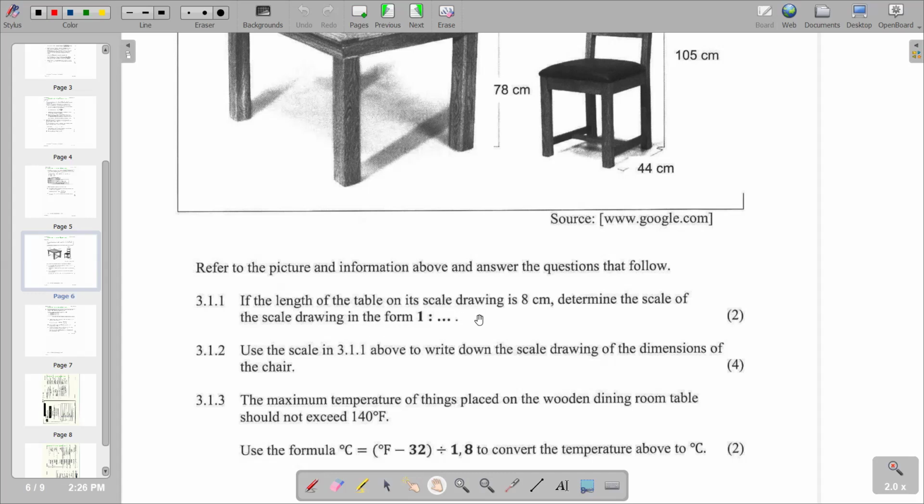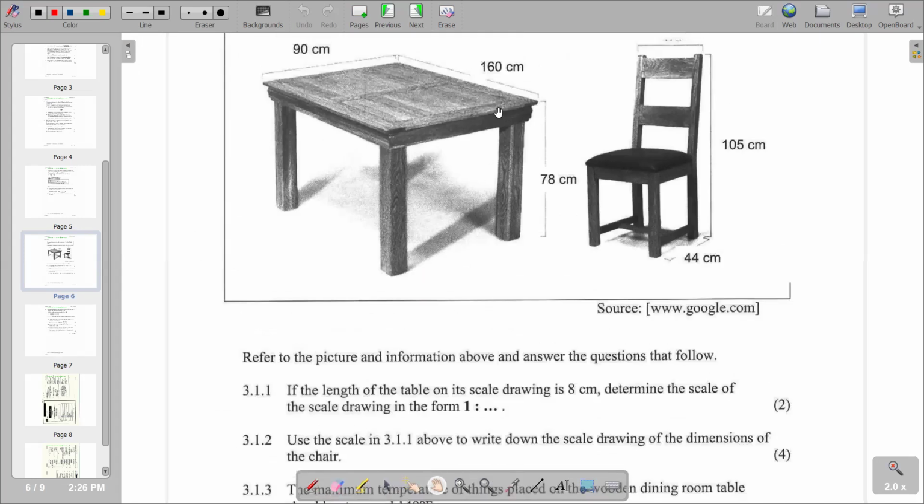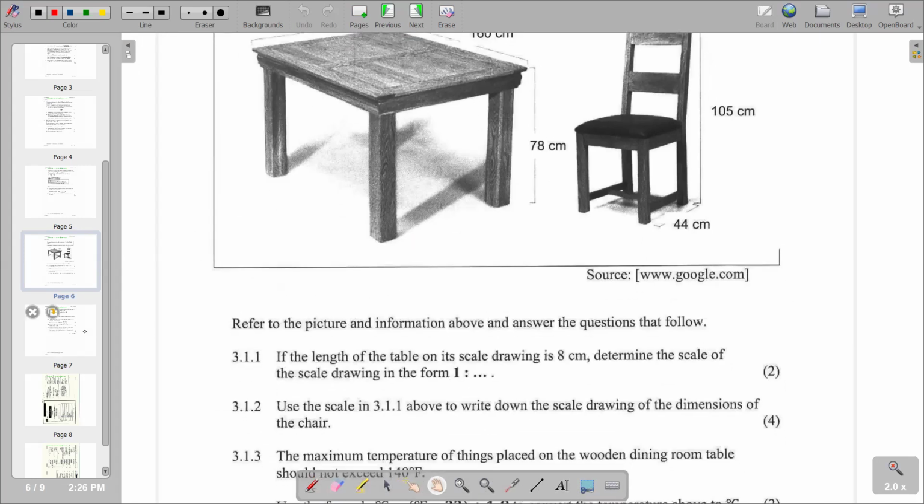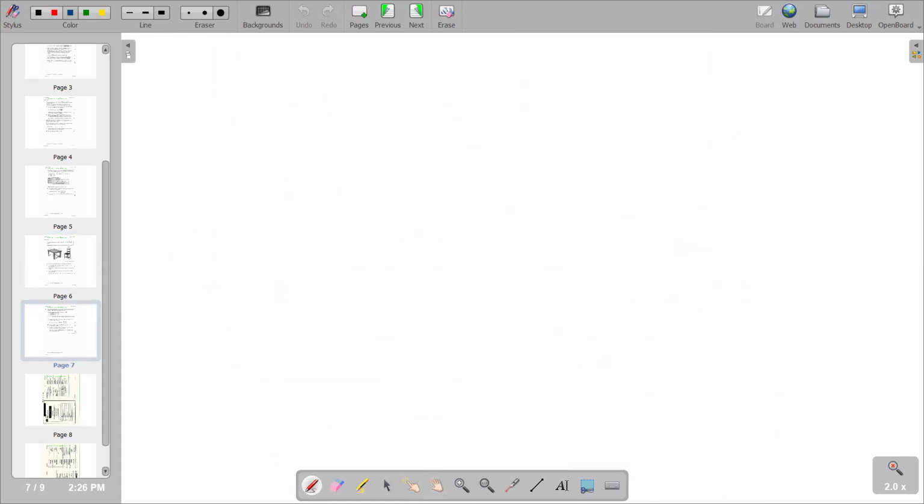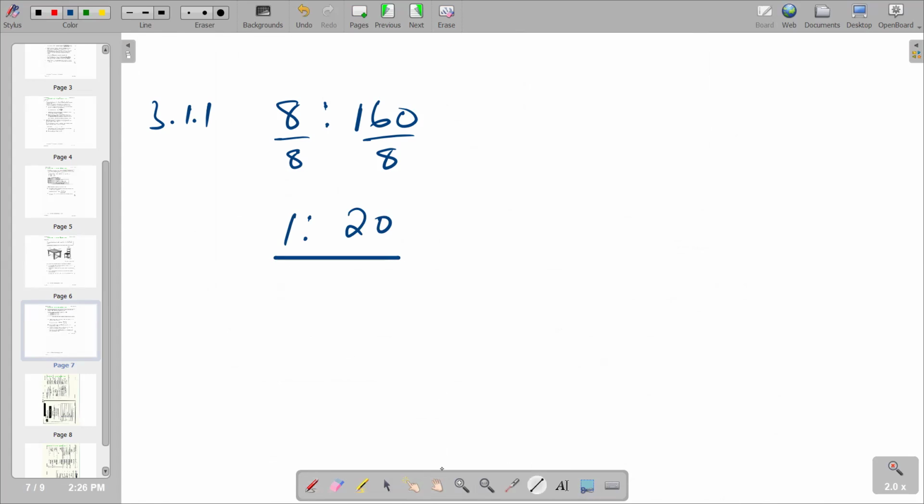So we are having the scale drawing, the length of the table on the scale drawing is 8 centimeters. And then we see that the actual length is 160 centimeters. So we are saying this is 3.1.1. We are saying 8:160, exactly as we have. So if we say now divided by 8, divided by 8, we're going to get 1:20. So 1:20 is our answer. Then we go to the next question.